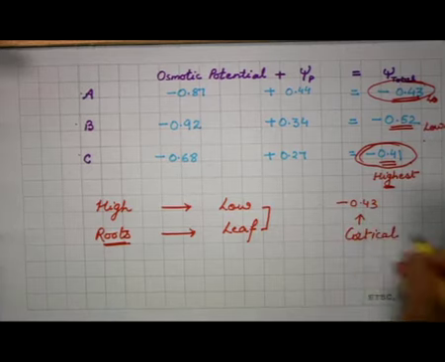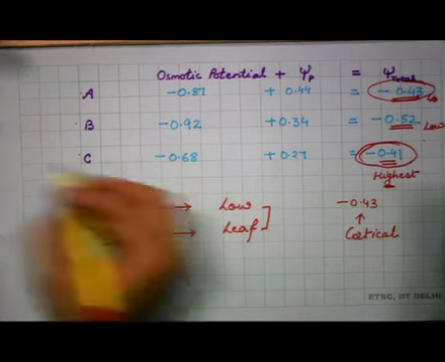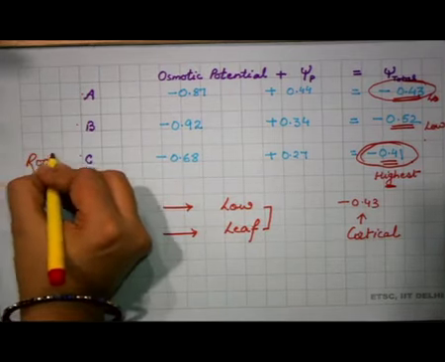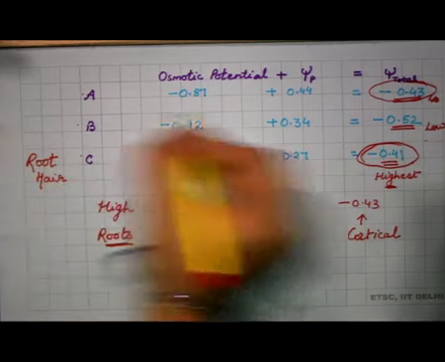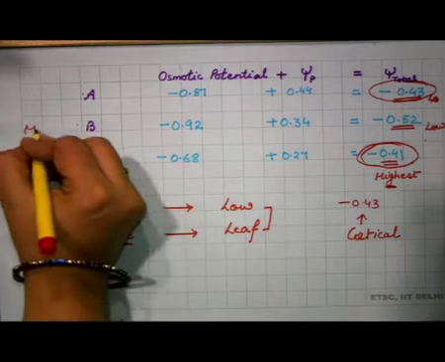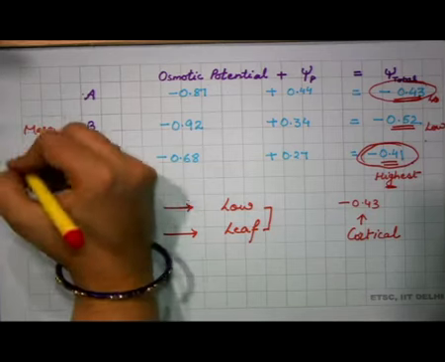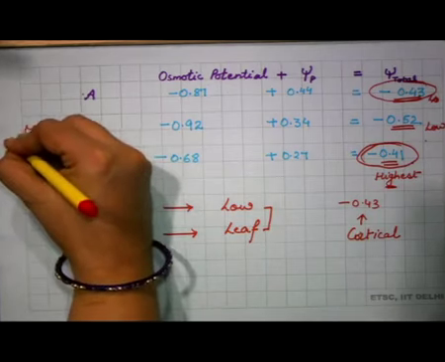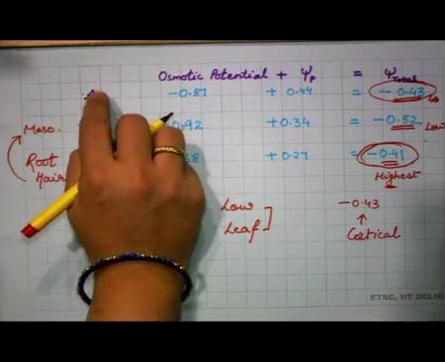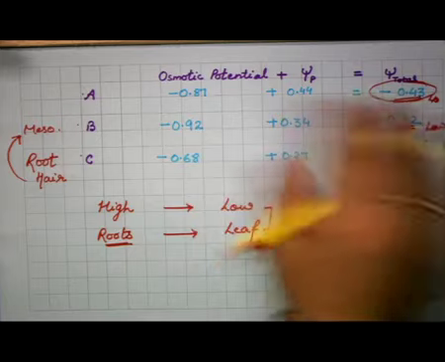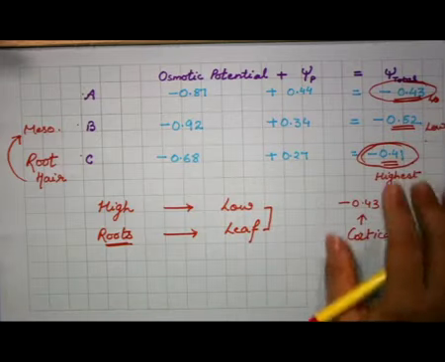So, this should be the answer: C, with the highest water potential, is the root hair cell. B, with the lowest, should be the mesophyll. That is why the transport of water will occur from roots to mesophyll, and the cortical cells should have a water potential somewhere in between the two.